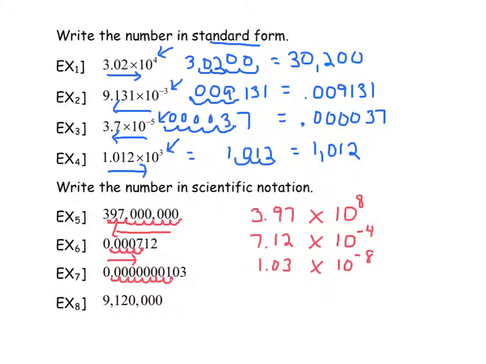The last one is a very large number, so I know that I'm going to have a positive exponent. I'm going to put my decimal after the first digit. So it's 9.12, and then I drop all of those zeros because I don't need them. And then I multiply times 10 to a positive, and then I count 1, 2, 3, 4, 5, 6, 10 to the 6th. Again, this should be review for you. So that's basically how to take a number in standard form to scientific notation and reverse.